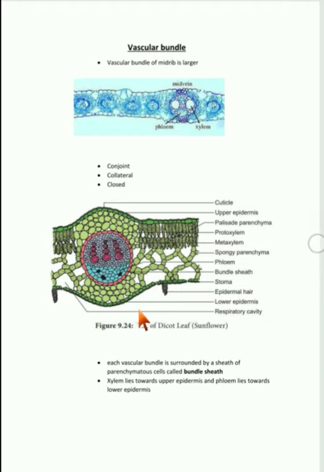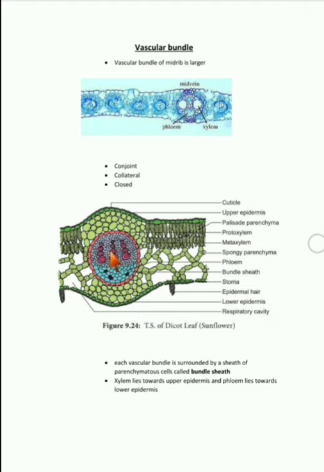Next we will see about the vascular bundle. This center one is called the vascular bundle. The vascular bundle near the midrib region will be larger, whereas the other ones will be smaller in size.